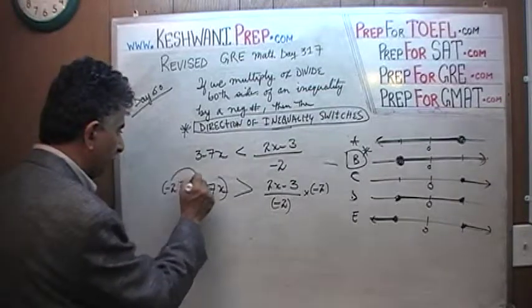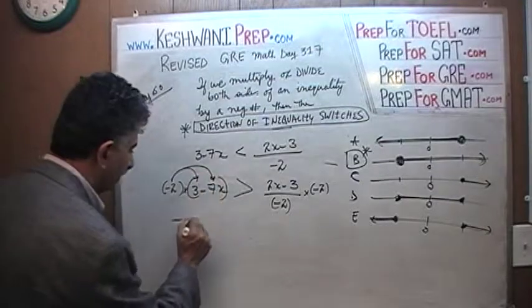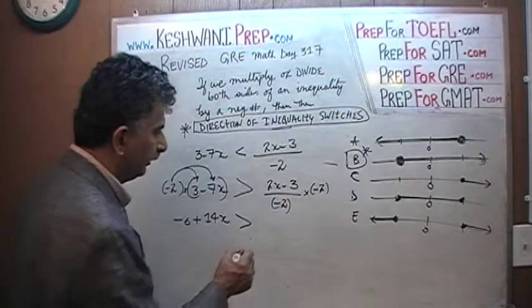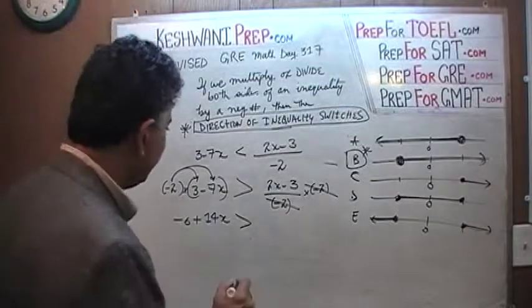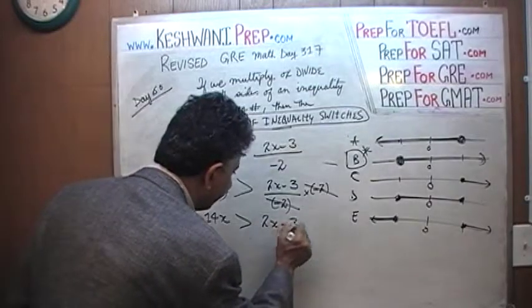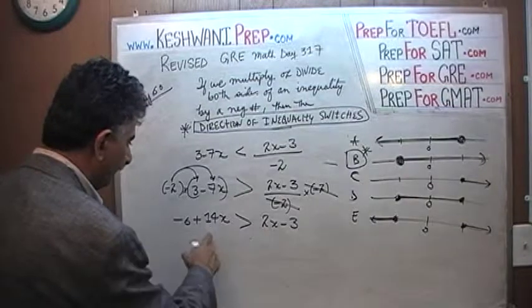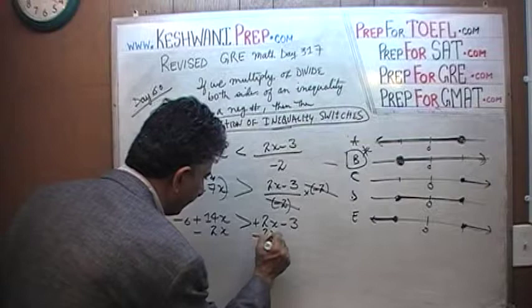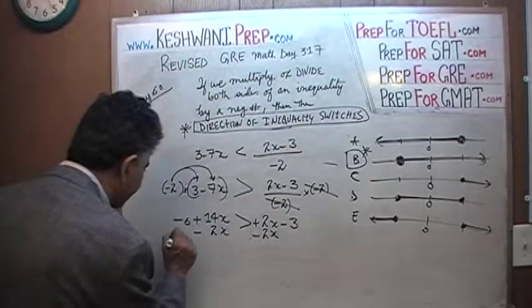So -2 times 3 is -6, and -2 times -7 is going to give you positive 14x, and the sign is now greater than. This -2 is going to cancel out with that -2, but that was the whole point. Here we end up with 2x minus 3. The rest is very simple. We have to get rid of this 2x from this side, so let's subtract 2x from both sides. Here we have positive 2x, here we have negative 2x. And we want to bring the 6 to that side, so let's add 6 to both sides.